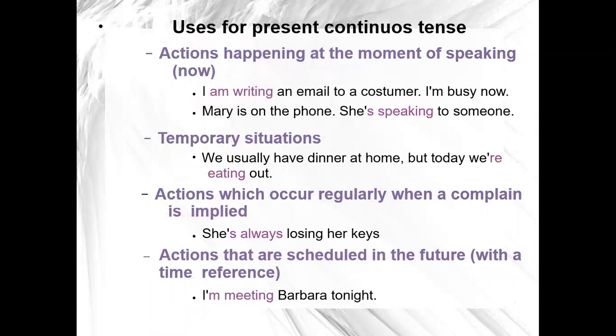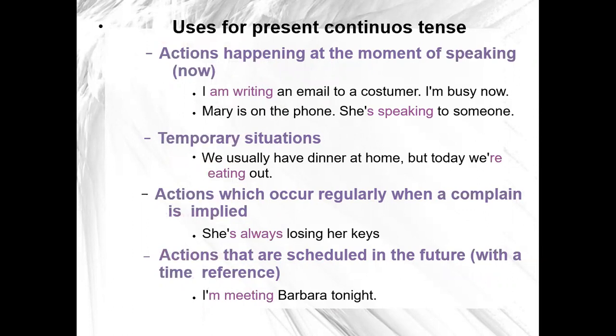Uses for present continuous tense. Actions happening at the moment of speaking. Now. I am writing an email to a customer. I'm busy now. Mary is on the phone. She's speaking to someone. Temporary actions, temporary situations. We usually have dinner at home, but today we are eating out.